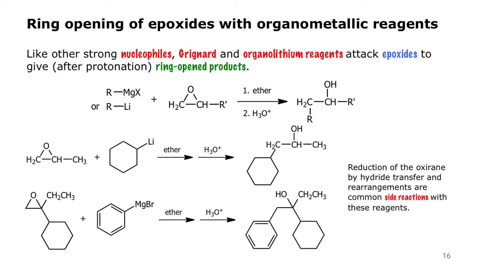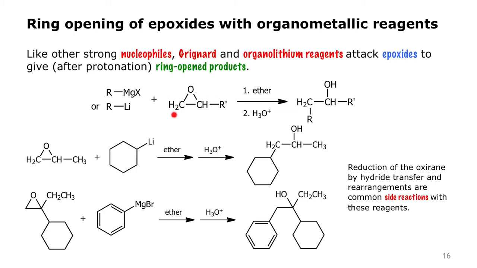Opening epoxides with really strong nucleophiles is also an important synthetic tool. And this is very important because it allows us to make carbon-carbon bonds quite readily. Some of the most important nucleophiles that we've already discussed are organometallics, such as Grignard reagents and organolithiums. These are extremely powerful nucleophiles.